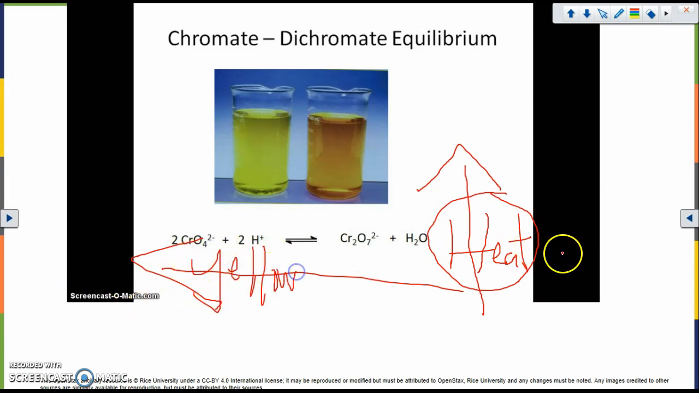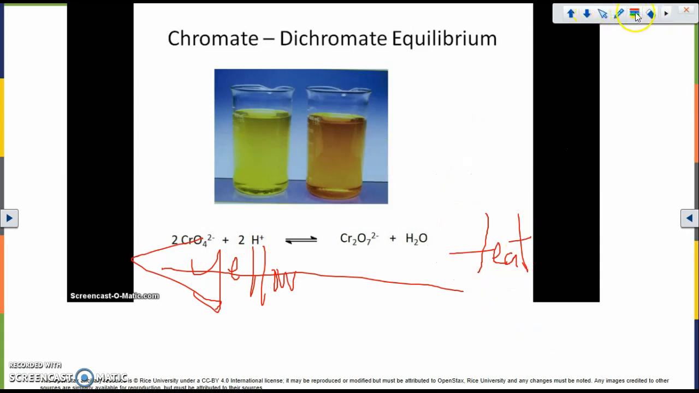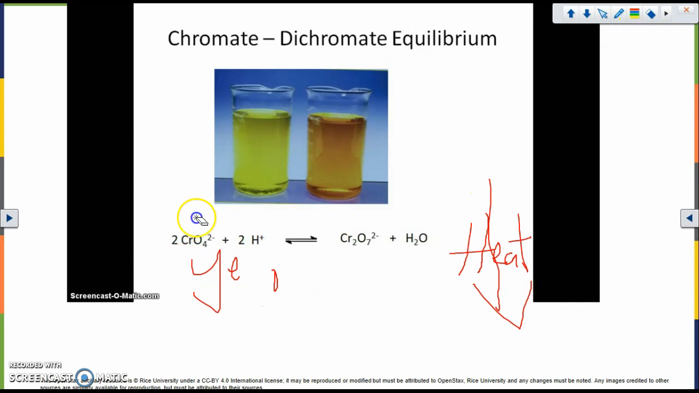Okay, if I cool this down, which means I'm removing heat, right? If I'm removing heat in this case, that means it's going to shift to the same side, which means it's going to turn into an orange color in this case.